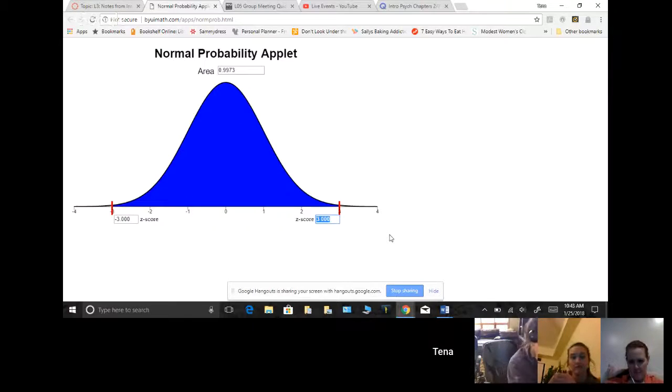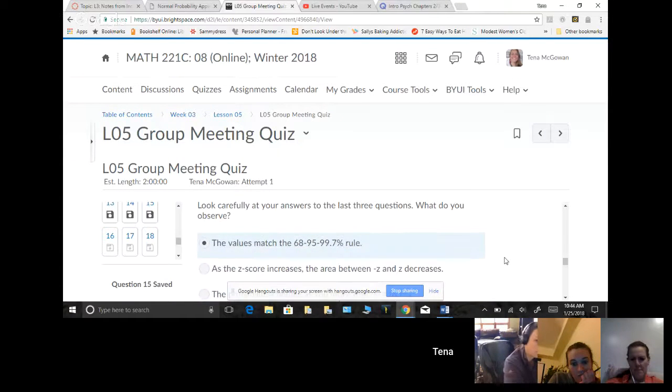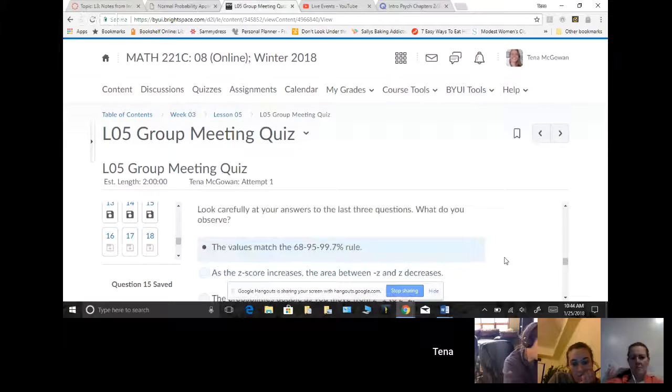So 0.9. Oh, no, actually, what would this be? Because that's going to round up. No, 0.997, which is 99.7%. But we're putting it in decimal form. Right. I want to stress that because of question number 12.